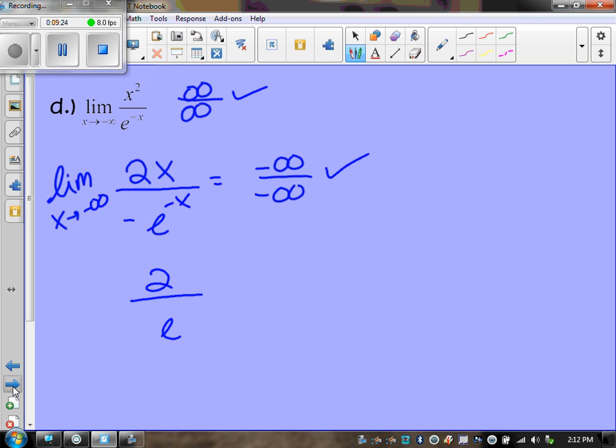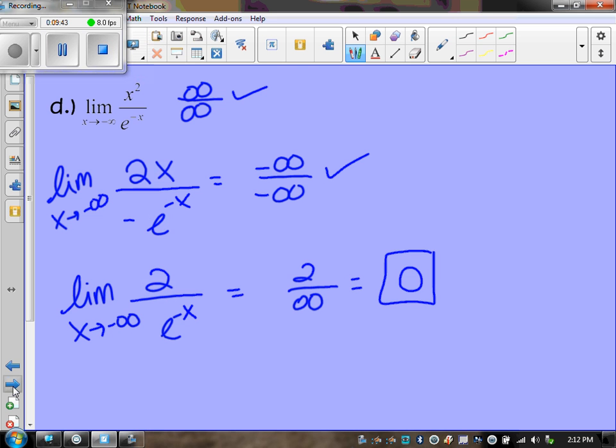2 over e to the negative x times another negative. So the two negatives end up making a positive in front there, right? Redo my limit as x goes to negative infinity, and I get 2 over a really big number, right? What is 2 divided by a really big number? Just 0. Okay?